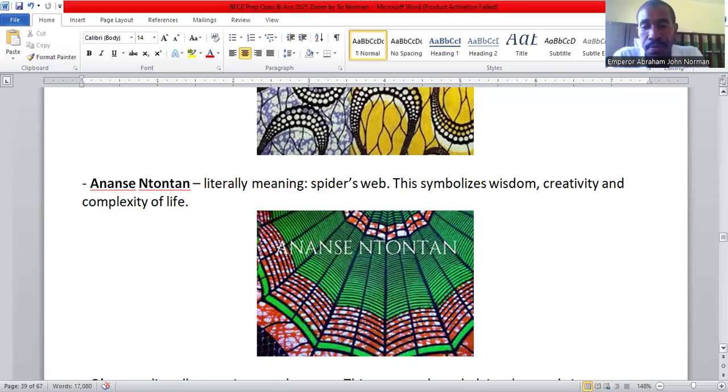And this spider's web, this fabric, symbolizes wisdom, creativity, and complexity of life, because in the olden days, they attributed wisdom to the spider because they observed various ways of spiders, and they saw that spiders are very wise. They weave beautiful webs and therefore they are very creative.